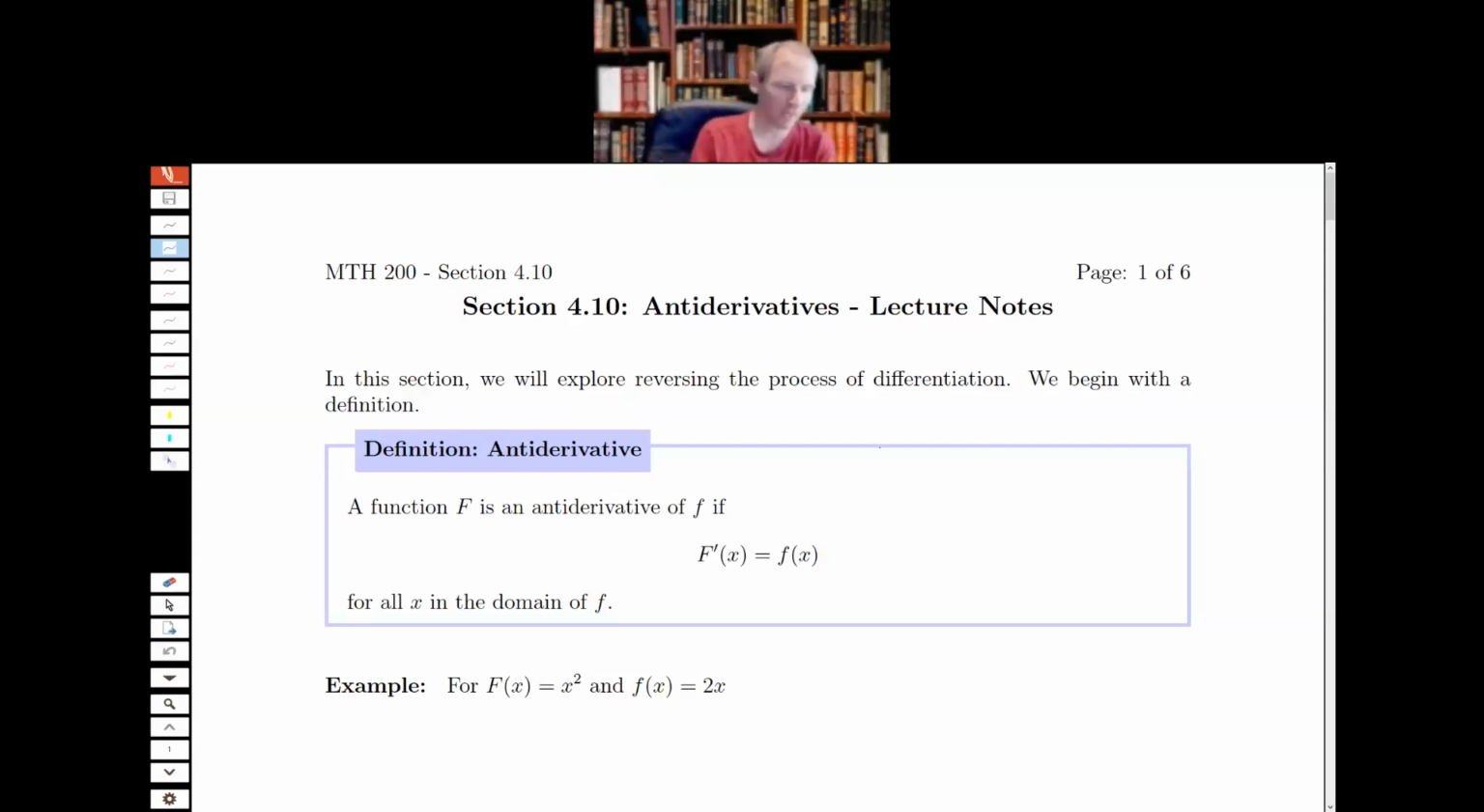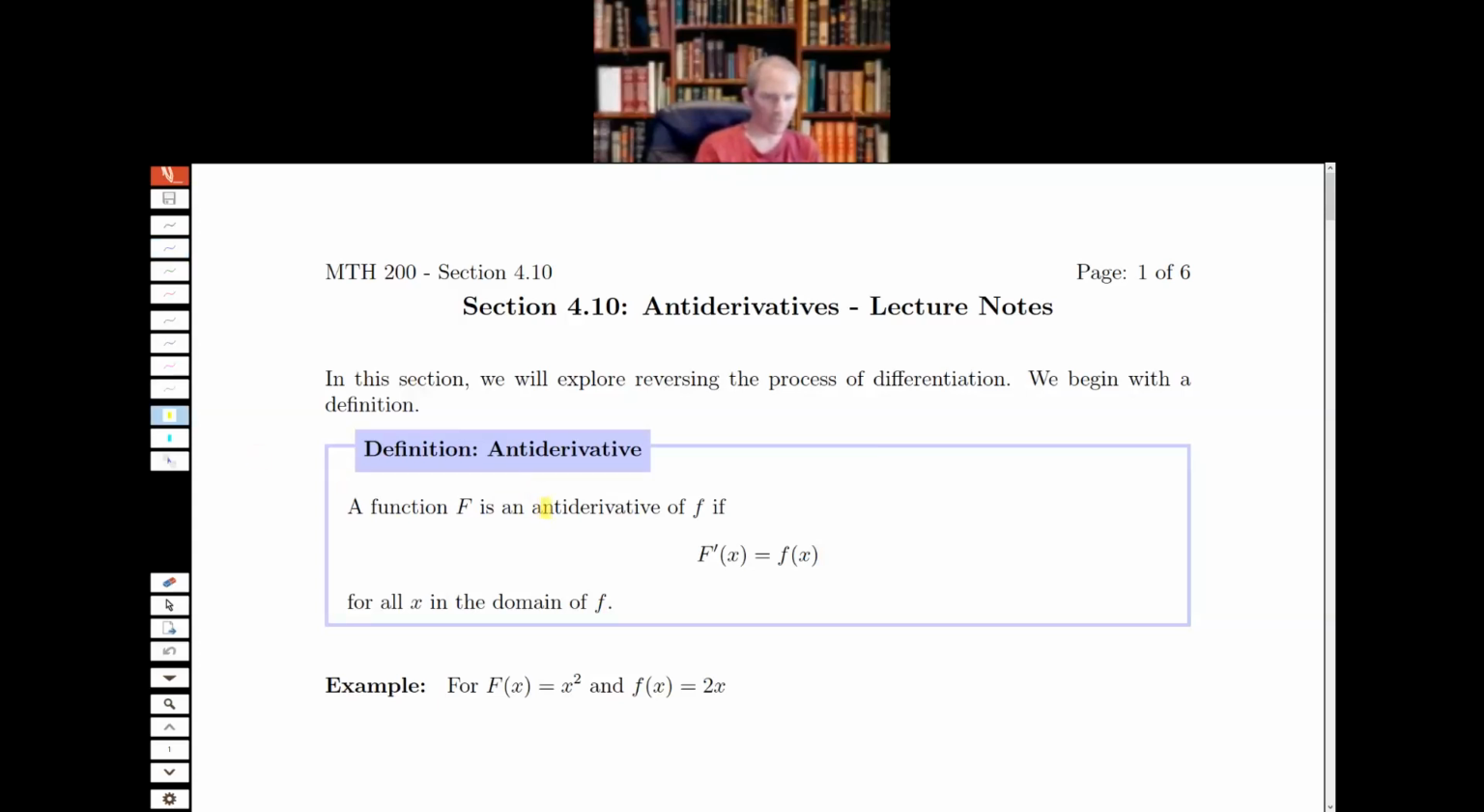And if 4.9 seemed like there wasn't a lot of computing by hand, well, then 4.10 will take care of that. Okay, so this is going to be, I feel like, back in line with the things that seem familiar, right? Taking derivatives. In this case, what we want to do is do the process backwards, right? So we're going to reverse the process of differentiation, and we're going to start by getting some of our terms straight.